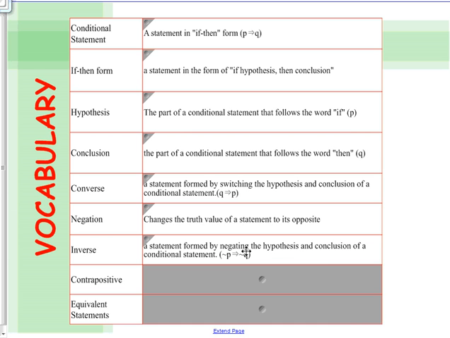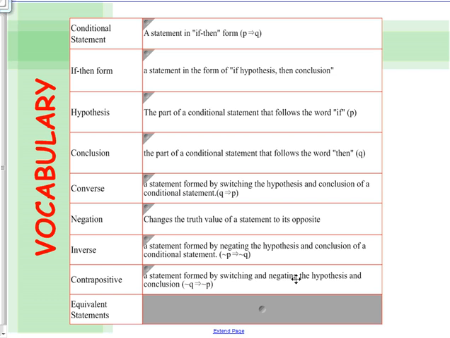An inverse. An inverse is a statement formed by negating the hypothesis and conclusion of a conditional statement. All right, so for example, if I had if a figure is a square, then it is a rectangle, well, the inverse would be if a figure is not a square, then it is not a rectangle, okay? We're basically making the negation of both statements, both the hypothesis and the conclusion.